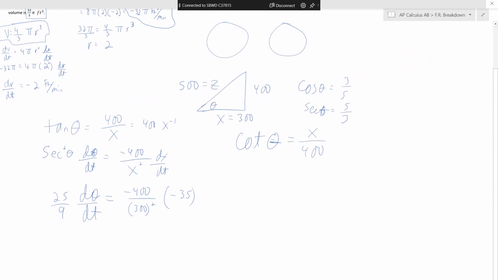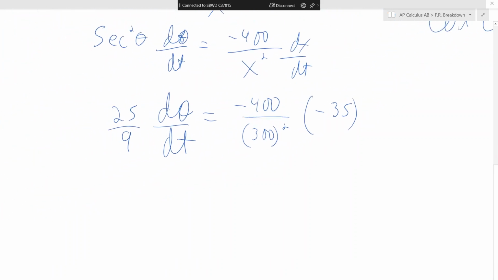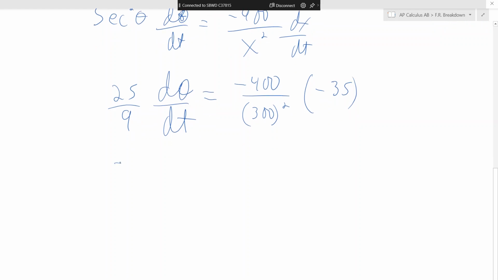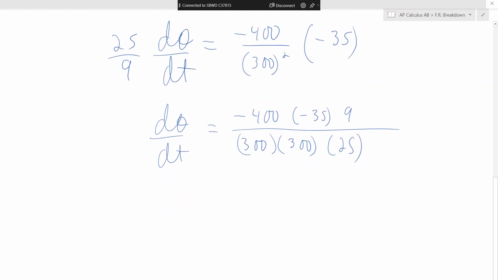And if you have a calculator, bully for you. That's excellent. Good job. If you don't have a calculator, we can simplify this out like this. You ready? We need to multiply by 9/25. You okay with that? So d theta dt is simply negative 400 times negative 35 times 9 all over 300 squared, which means 300 times 300 times 25. Y'all see where that's coming from? I'm just writing all the terms there because things are going to cancel.